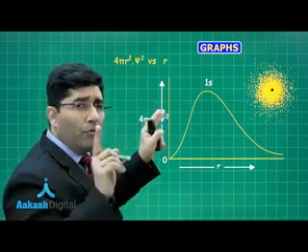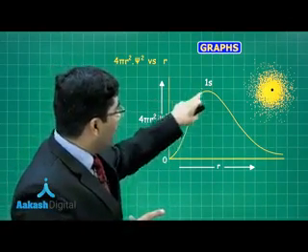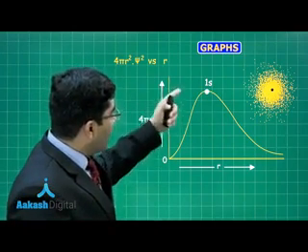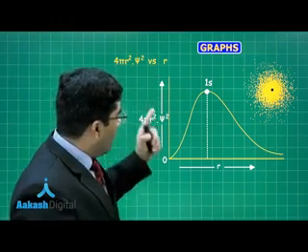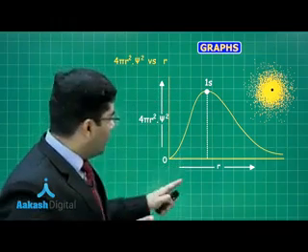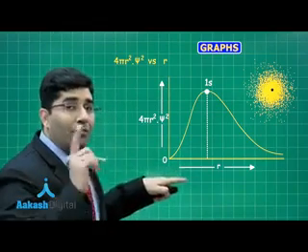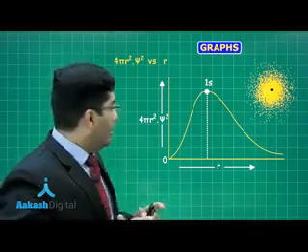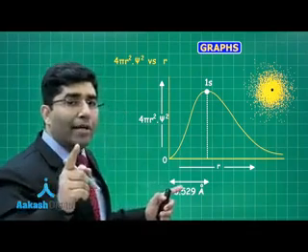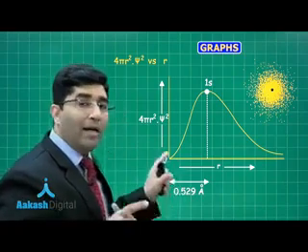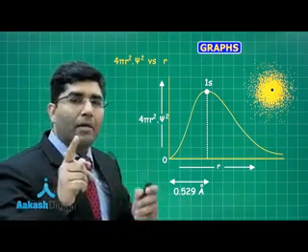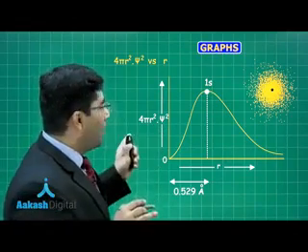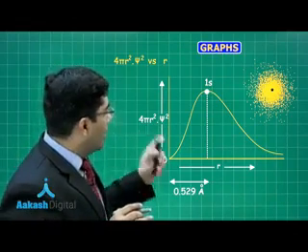Let me tell you one more thing. If we see the peak of this graph, this point, and I drop a perpendicular on the x-axis and find the distance, where is the maximum probability distribution function? That distance for the hydrogen atom is 0.529 angstrom. It means that Bohr was correct. So this is the graph for radial probability distribution function versus r for 1s.